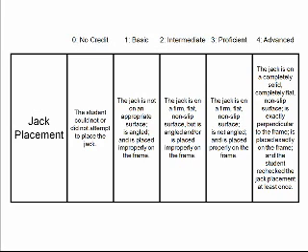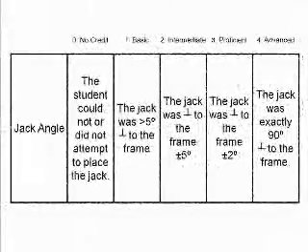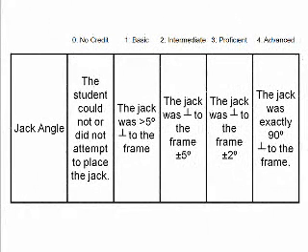Let's say that the angle of the jack is the one thing you found your students struggle with. You might consider breaking that item out into a separate rubric. Here's a rubric for jack angle. The jack was exactly 90 degrees perpendicular to the frame. The jack was perpendicular to the frame plus or minus 2 degrees.